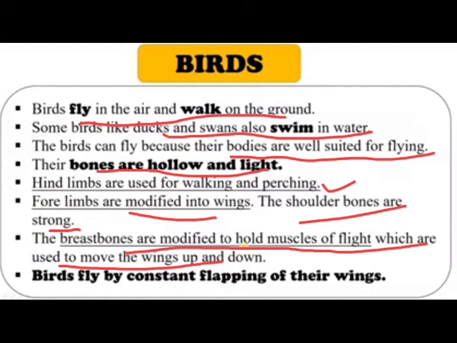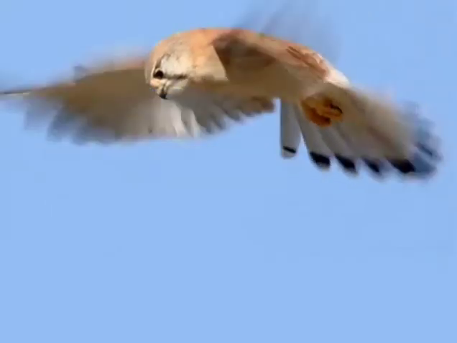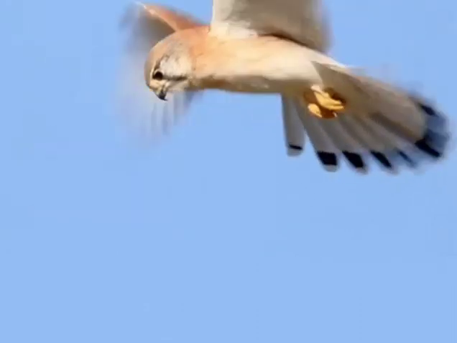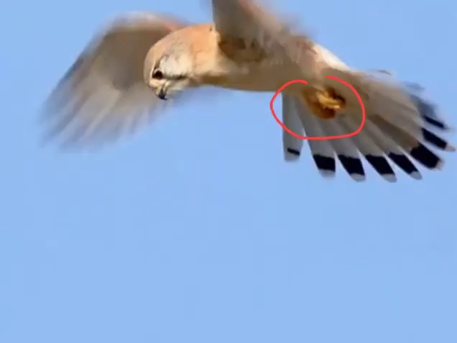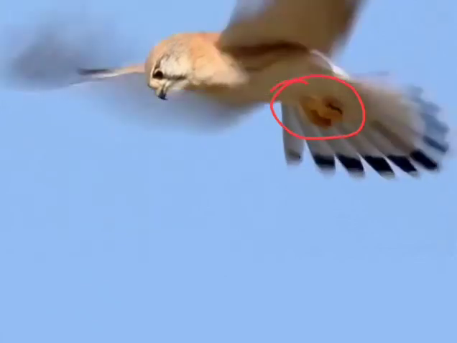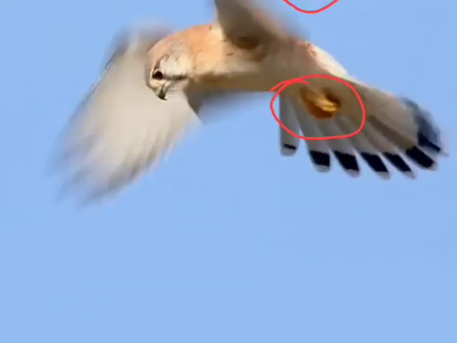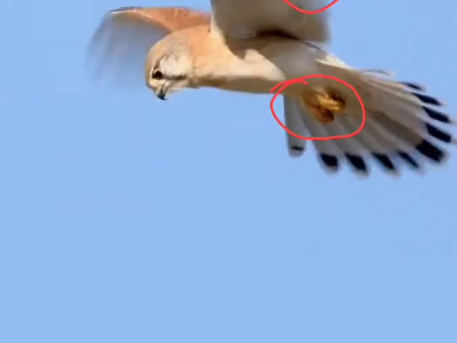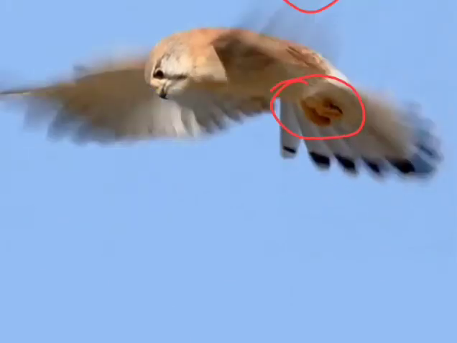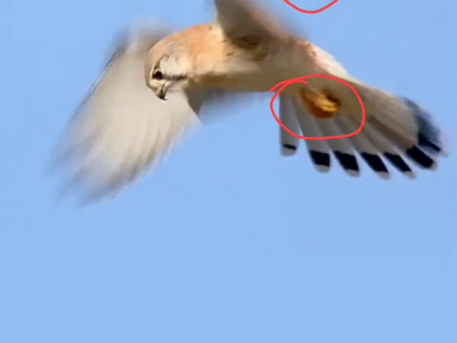Birds fly by constant flapping of their wings. So now let's see how the birds fly. So the bird flies by constant flapping of their wings. So these are the hind limbs, and the forelimbs are modified as wings. So these hind limbs and forelimbs help them in flying. And they use their hind limbs for walking and perching. So this is about the movement of birds.